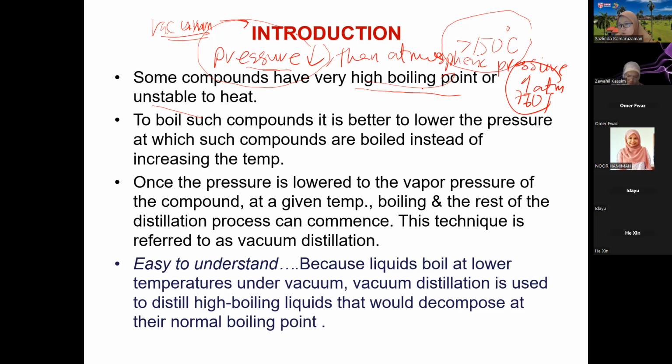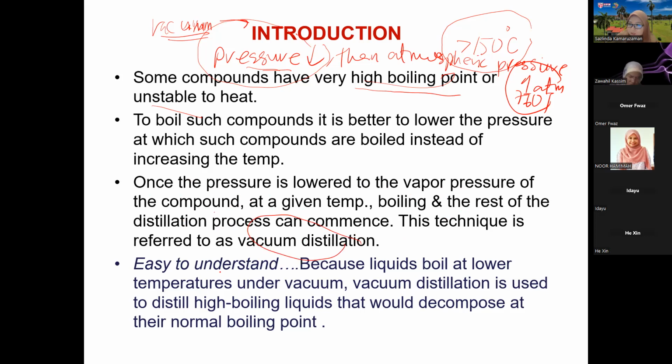Even though we cannot follow the exact boiling point that the substance has, by applying the vacuum into the setup we adjust the pressure in the system, so it will decrease the boiling point of the compound. Okay, so once the pressure is lower than the vapor pressure of the compound, the rest of the distillation process can commence, and this technique we call vacuum distillation.